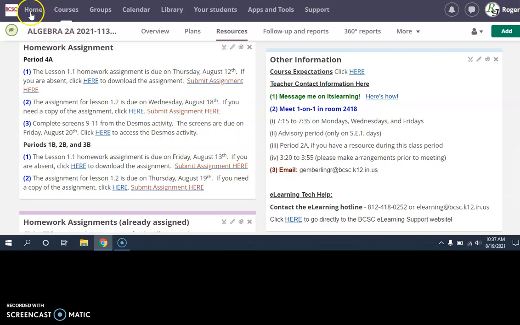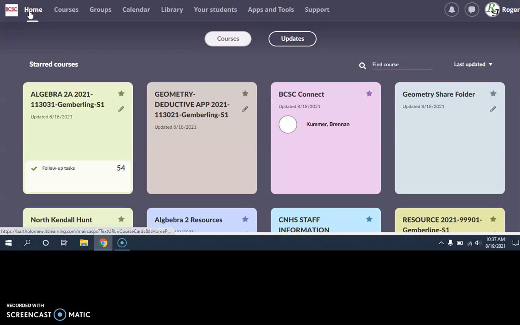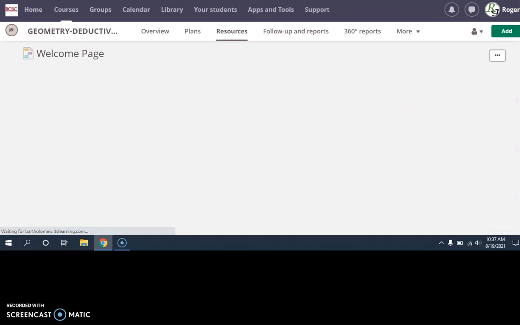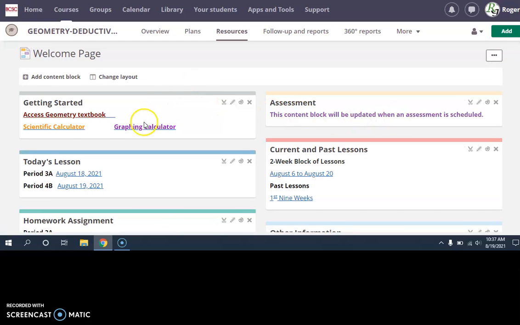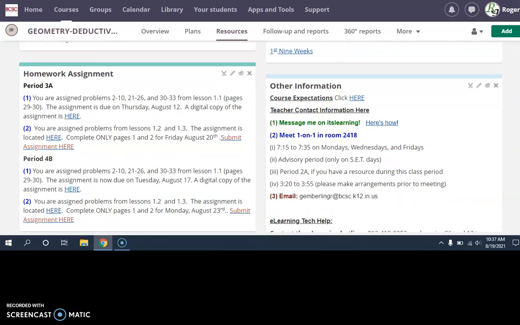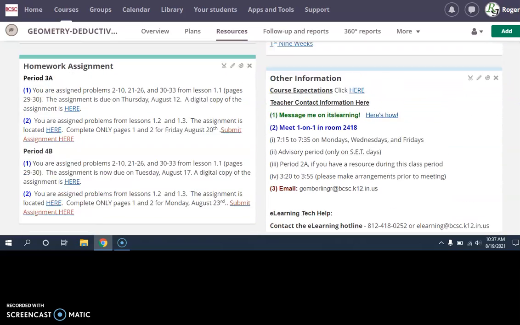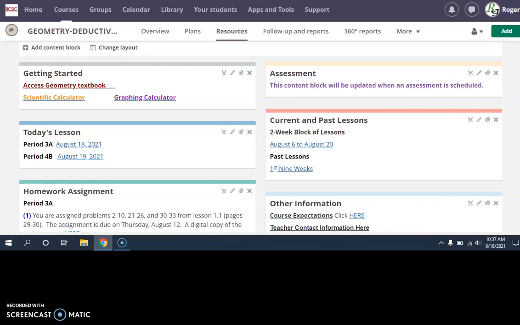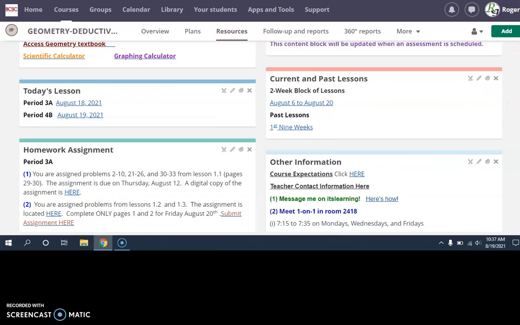I'm going to transition over to the geometry. I want parents to also see that the geometry setup is very similar. It's your textbook, courses, the lesson for the day, the assignments themselves, past assignments, everything looks very similar. Assessments that we're going to be given will be posted in the top right corner. All of the past lessons and outlines are on the right hand side.